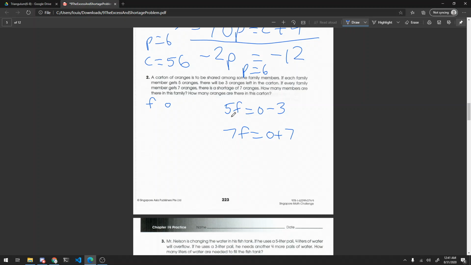Like the last one, we can use elimination here and get negative 2f equals negative 10, and therefore f equals 5. So we have 5 family members, and we can plug this back into the original equation as well to get 25 equals O minus 3, or O equals 28.